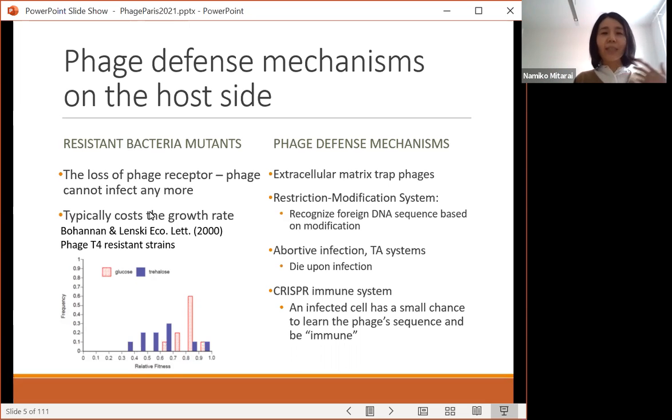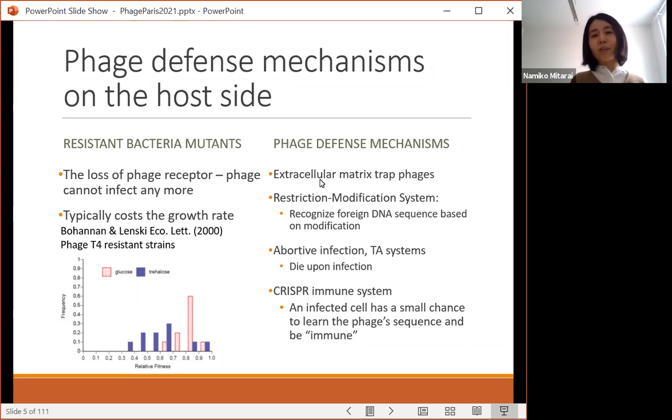So of course, this kind of receptor mutant does cost fitness. There are measurements of the growth rate of these receptor mutants in different media, and typically they are slower than the wild type. But this is, of course, one way for the bacteria to be resistant to the phage. But in addition, bacteria have evolved an infinite number of defense mechanisms, and we also keep finding new ones.